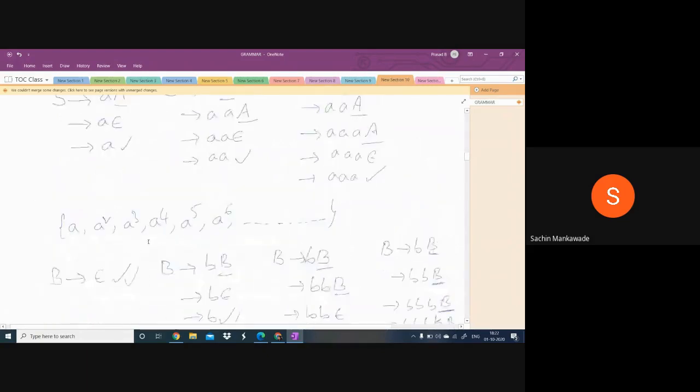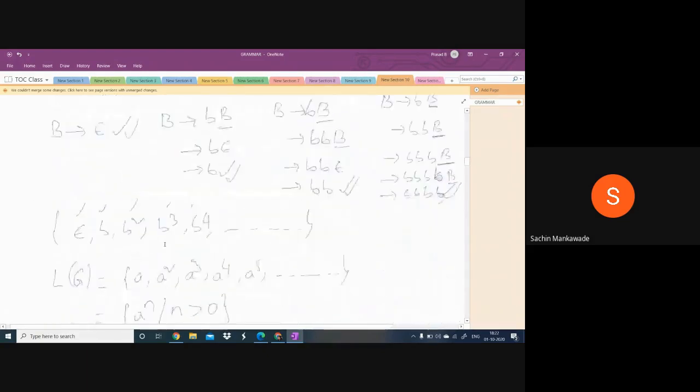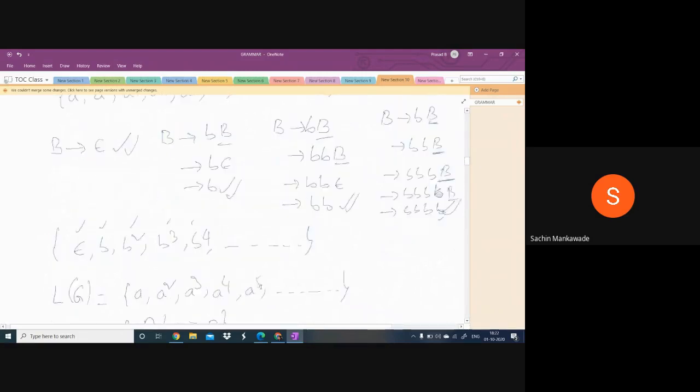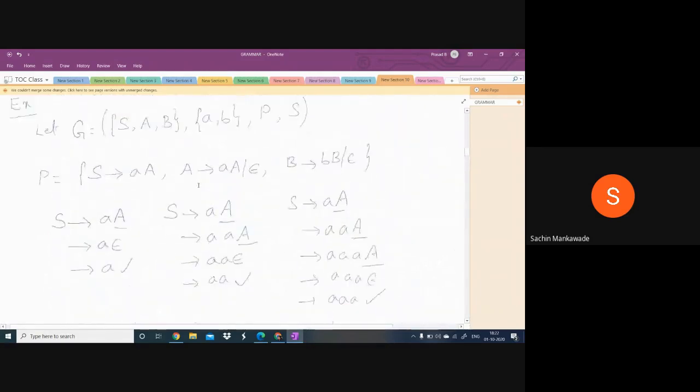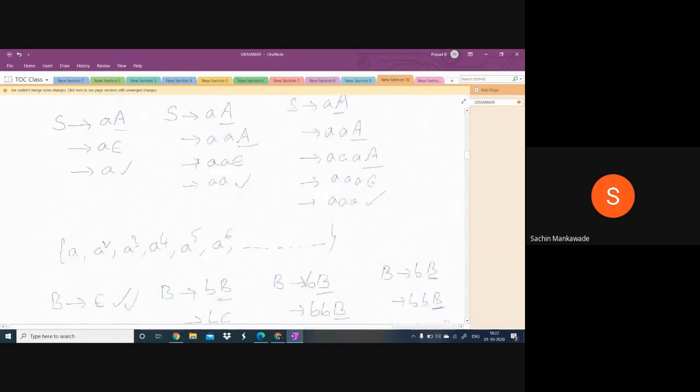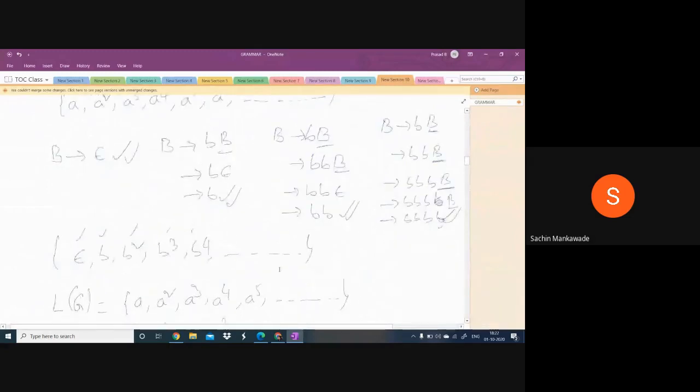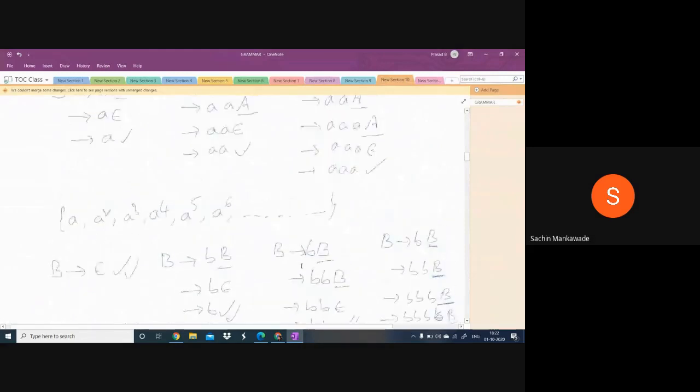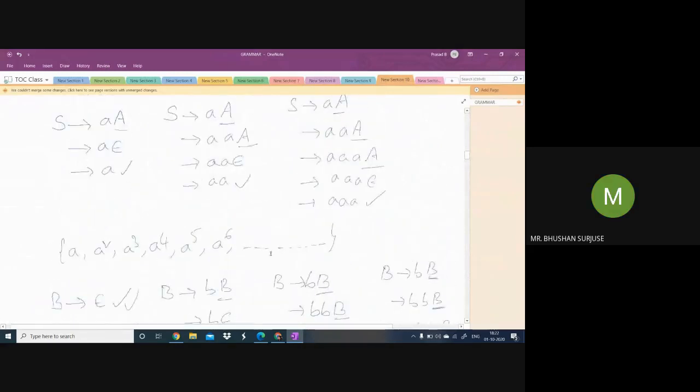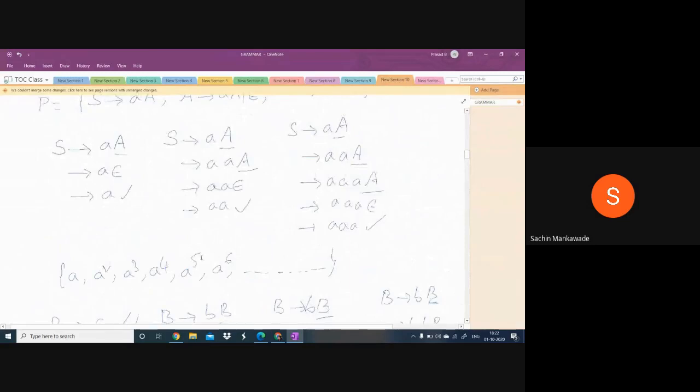Epsilon, A square, all these are terminal strings. And B square, B cube, all these are also terminal strings. Then tell me, finally, what are the strings that can be derived from this grammar? A square, A cube, and so on. And from here, B square, B cube, and so on. So finally, what are the strings we can get from this grammar? Terminal strings. Are you following? Terminal strings, what are they? A square, A cube, A power 4, and so on.